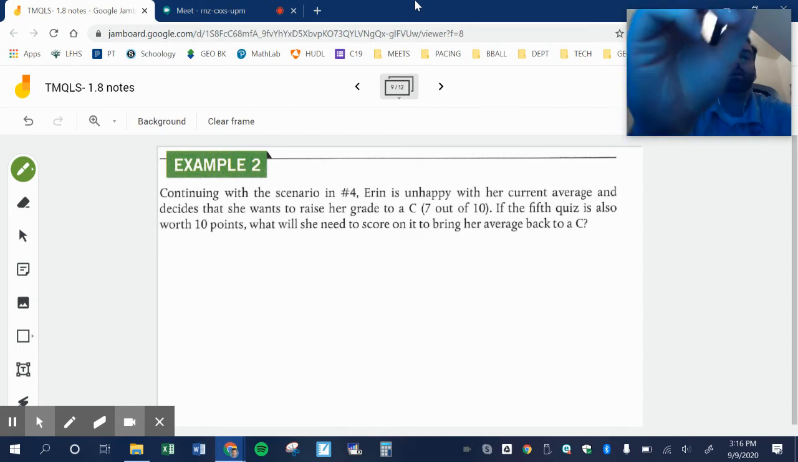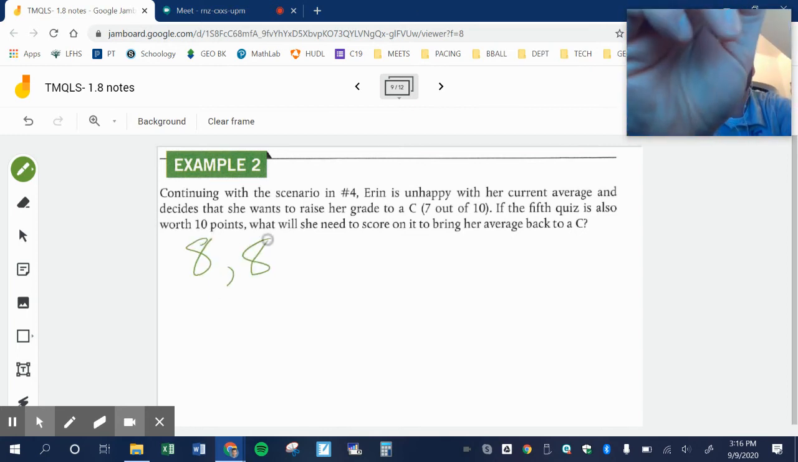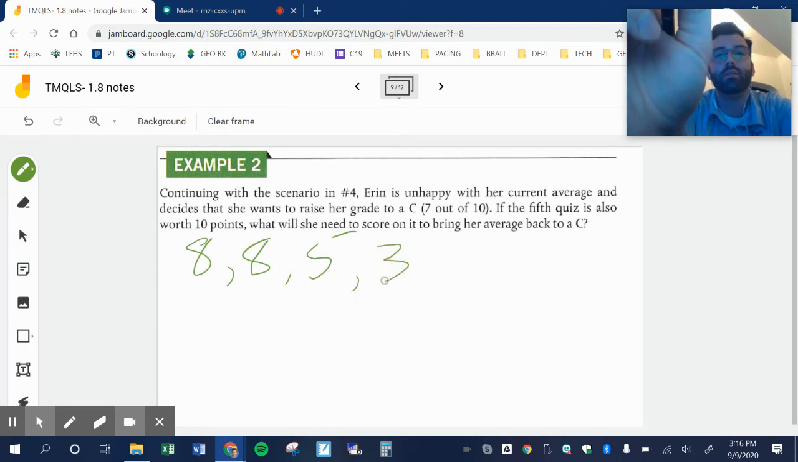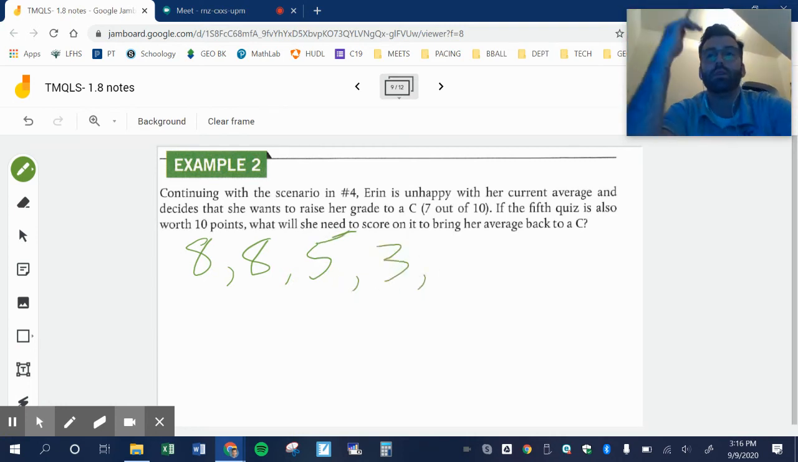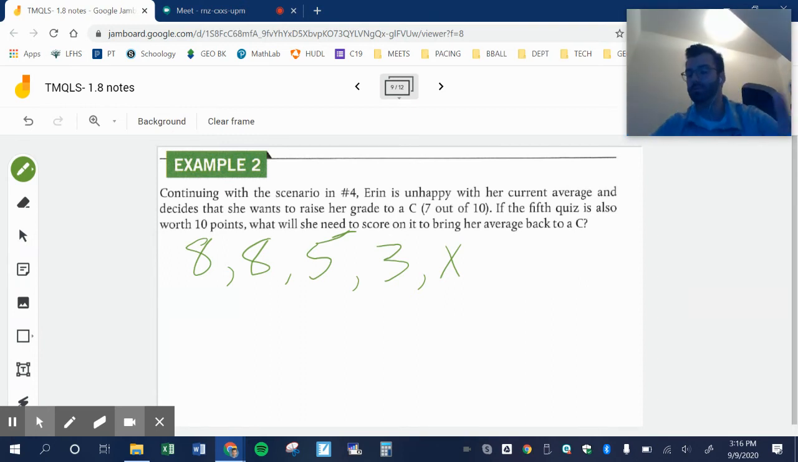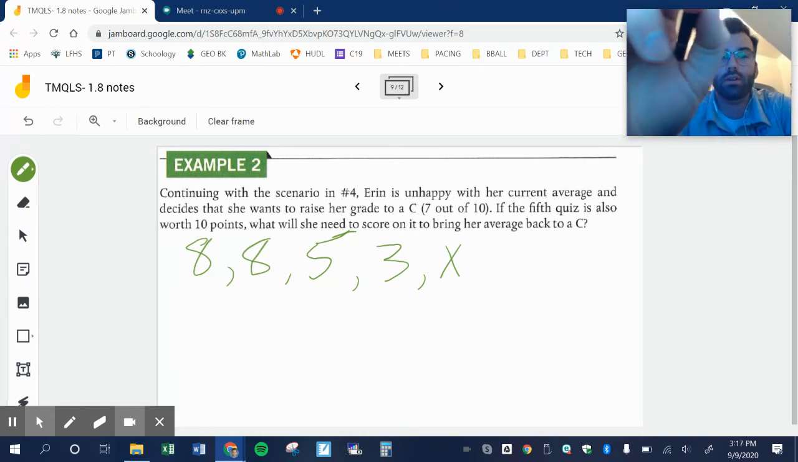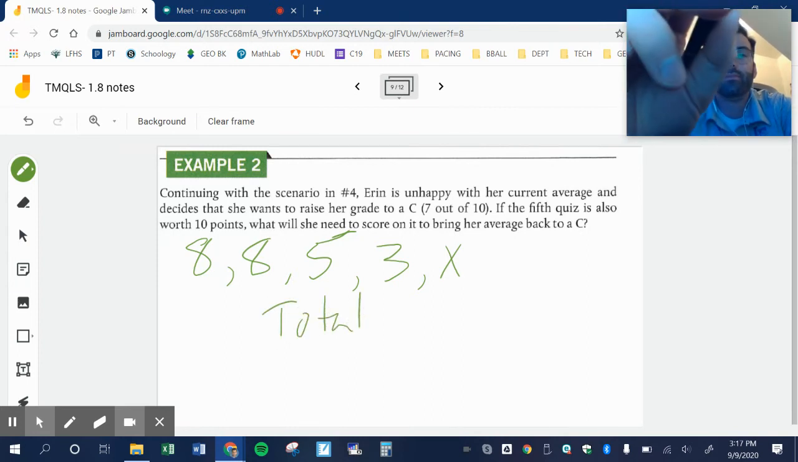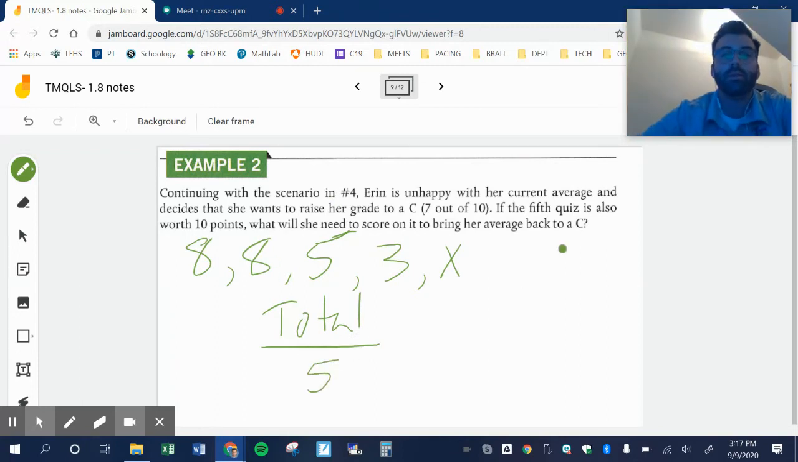All right, so now she has scores of 8, 8, 5, and 3. Okay, so I need one more score. I need to figure out what score, we'll call that X, will give us an average of 7. Okay, so in order to get that average of 7, I need some total number of scores. So this is my total number, I'm going to say sum total divided by 5, because we have 5 scores, has to give us 7. Okay?